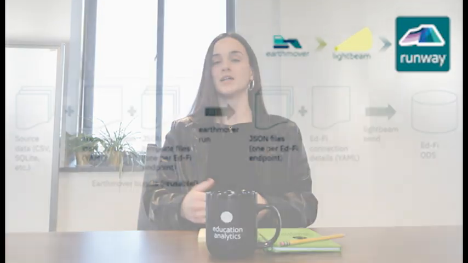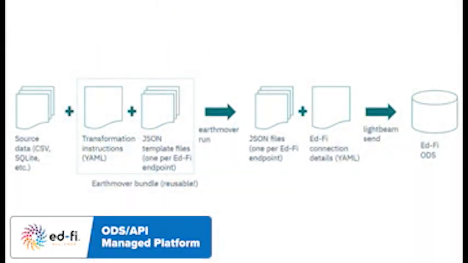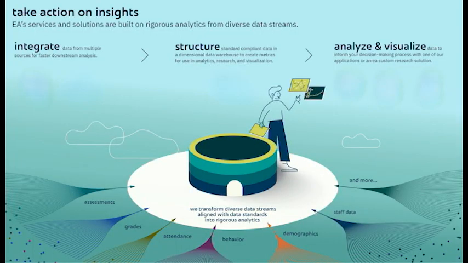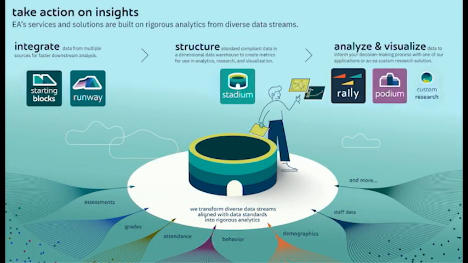Under the hood of Runway, we use the open source tools of Earthmover and Lightbeam. Earthmover is what actually transforms that underlying assessment file that is given to us by a district into the EdFi shape, and then Lightbeam allows us to actually interact with an EdFi API to validate and send records. And because we are landing those assessment records within this EdFi system, and that EdFi system is what powers all of our other applications, once you land those assessment records into EdFi, they will flow downstream into Stadium Data Warehouse, which is what powers Rally and Podium.